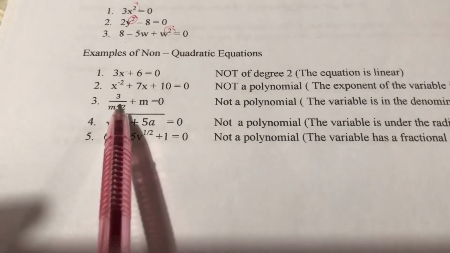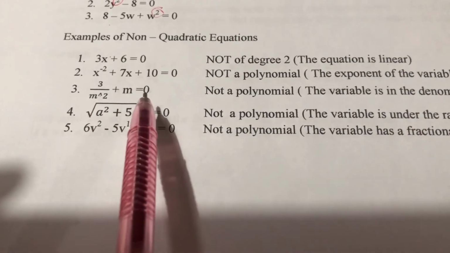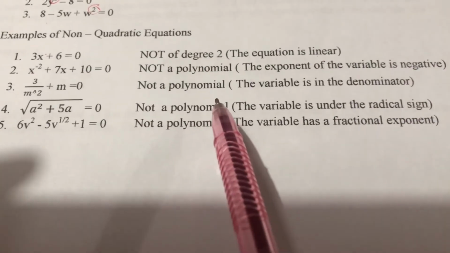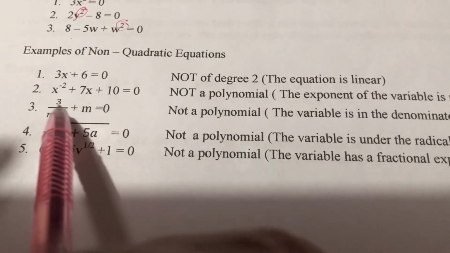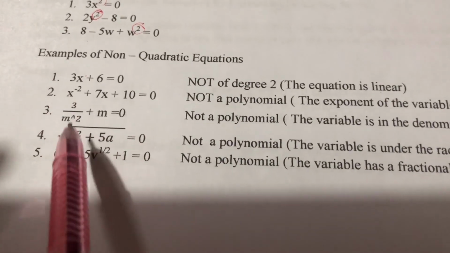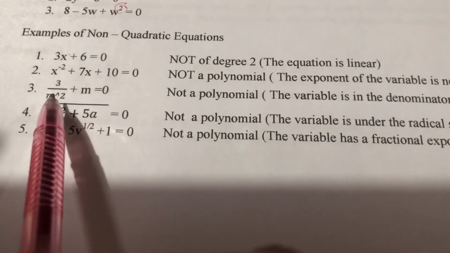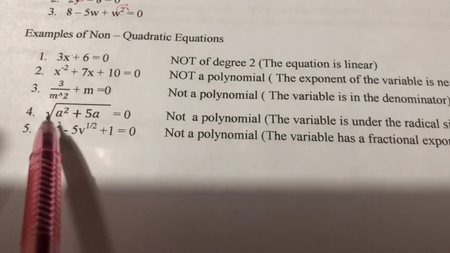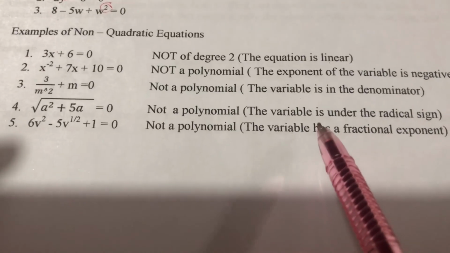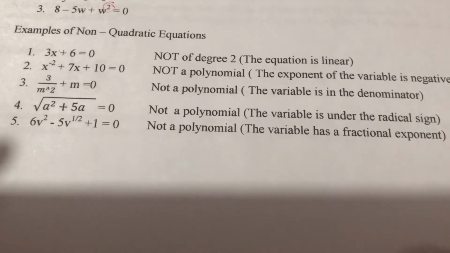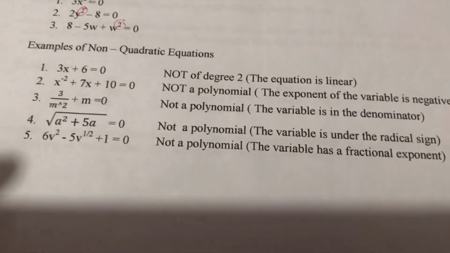negative. Next, number 3. 3 over m squared plus m equal to 0. Again, this is not a polynomial because the variable is in the denominator. Kasi once you transform this at inilipat mo pataas, magiging negative ang kanyang exponent. If you still remember the law of exponents that was discussed during your grade 8. And for number 4, again, this is not a polynomial because the variable here is under the radical sign. Take note, kapag nag-radical sign na, hindi siya magiging polynomial.